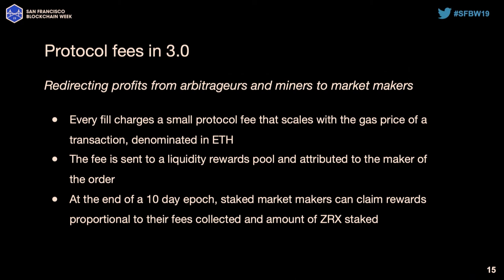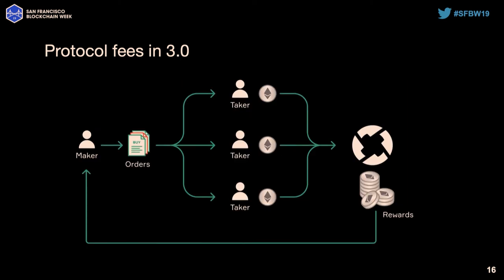So every fill charges a small protocol fee that scales with the gas price of a transaction, and this is denominated in Ether. Initially, we're targeting just doubling the overall gas costs of filling an order. This fee is sent to a liquidity rewards pool, and it's attributed to the maker of that order. And then at the end of a 10-day epoch, staked market makers are able to claim rewards proportional to their fees collected and the amount of ZRX staked.